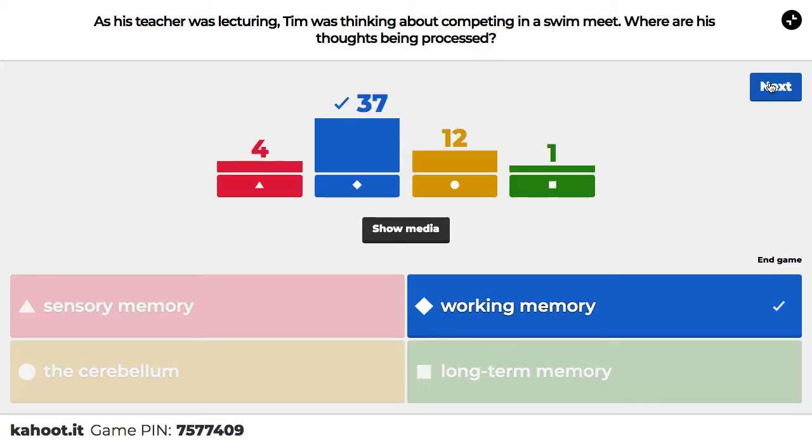Okay, so anything that's in your conscious awareness. Here, Tim is thinking about competing in a swim meet. That's what he's consciously aware of during that time, and he's thinking about that in his working memory. Working memory is the active processing in short-term memory. They both have limited capacity and duration, but working memory is retention of information as well as doing something with the information. It's not as sensory, because he's consciously aware of it. The cerebellum would be more our procedural, or implicit, memory. So things like him actually swimming would be the cerebellum.